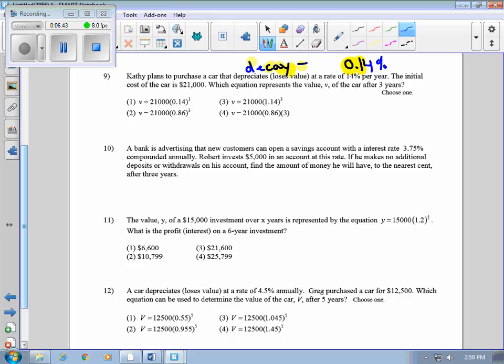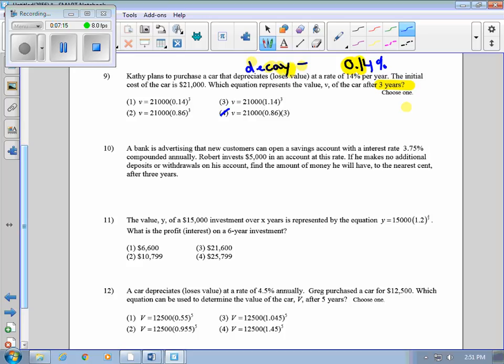So we're looking at 3 years. I know right away with my 3 years, I'm looking at exponential here. So I see 3 choices that we would like, not this one. I'm going to erase that. That leaves us with those, not 4. So now V equals 21,000 times 0.14. Now they want to know which equation represents the value of the car.